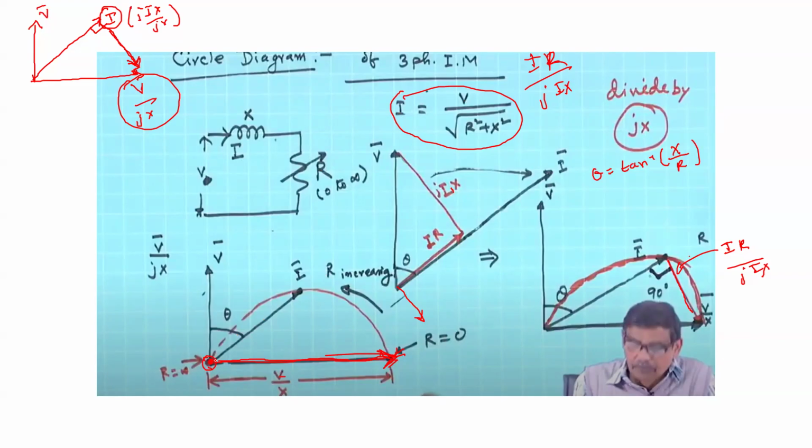So you will see that the current phasor has its trajectory on this semicircle. As you vary the value of resistance from R equal to 0 to R equal to infinity, the current will vary in this direction, from here to here. So this is the trajectory of the circle diagram.